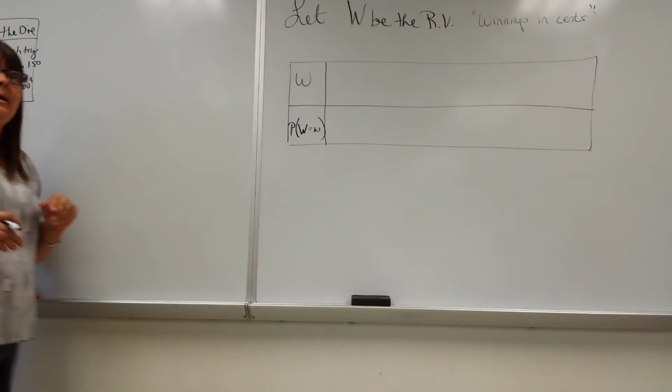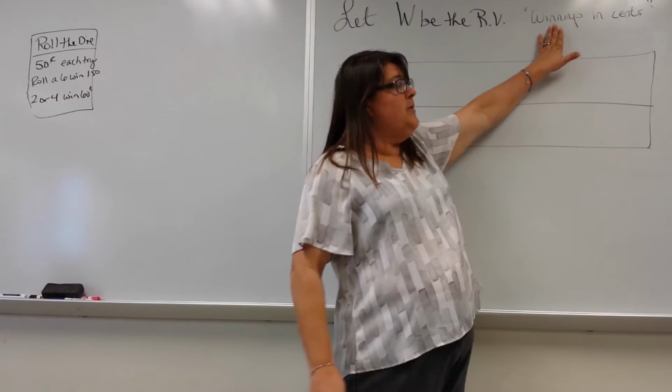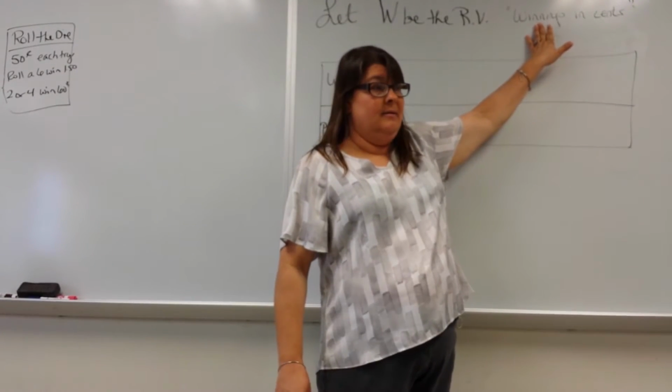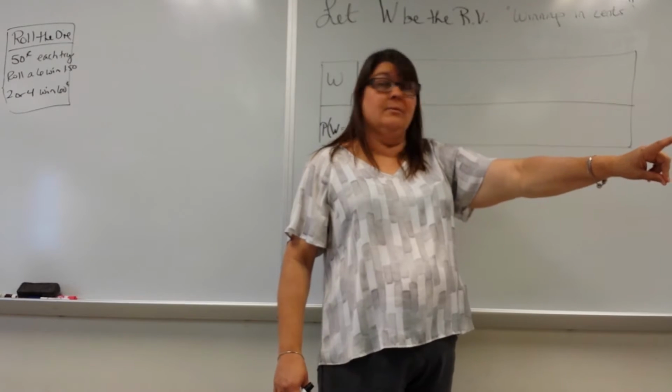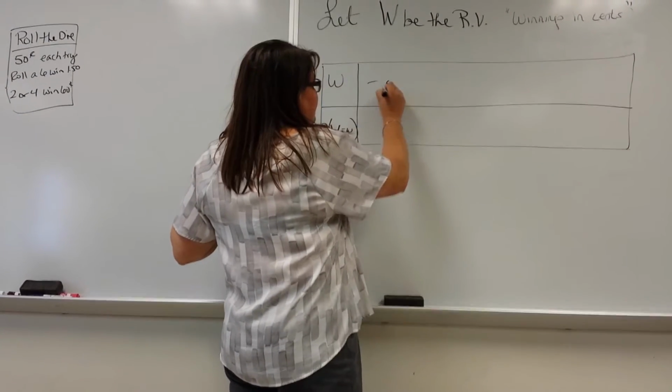You're not going to show me the roll of the die, because we're actually doing it for the winnings. So 0, 10, 100. So it's not really 0. It's negative 50, right? So it's negative 50 cents.